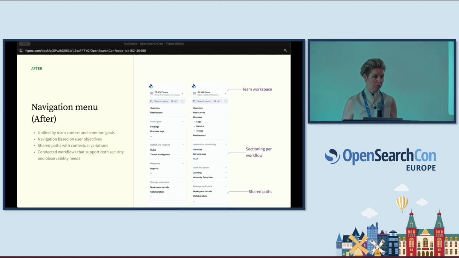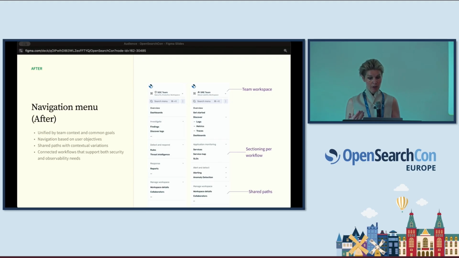Let's contrast and compare with after. It's also evolving and also changing over time, but the principle, the new paradigm is there. Enters new approach, workspaces-centered navigation. So what we have here is unified by team context and common goals.